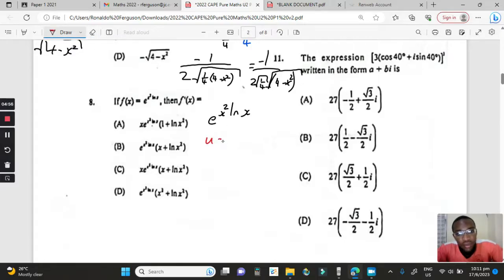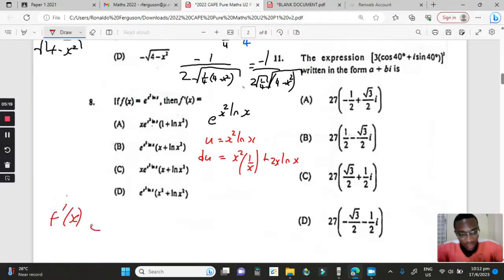If we call u x squared ln x, then du is equal to, differentiating using the product rule, keep the first times the derivative of the second plus keep the second times the derivative of the first. When you differentiate x squared, you get 2x. So therefore f prime of x is equal to e to the u, so it's e to all of that, x squared ln x, times du, and du is x squared times 1 over x, which is x, plus 2x ln x.